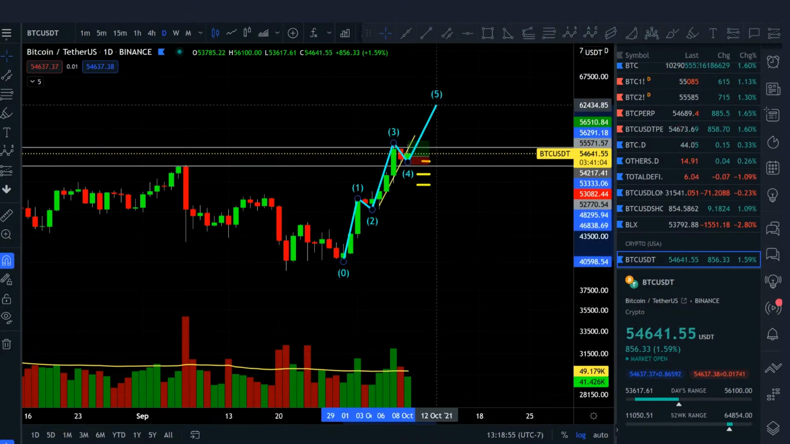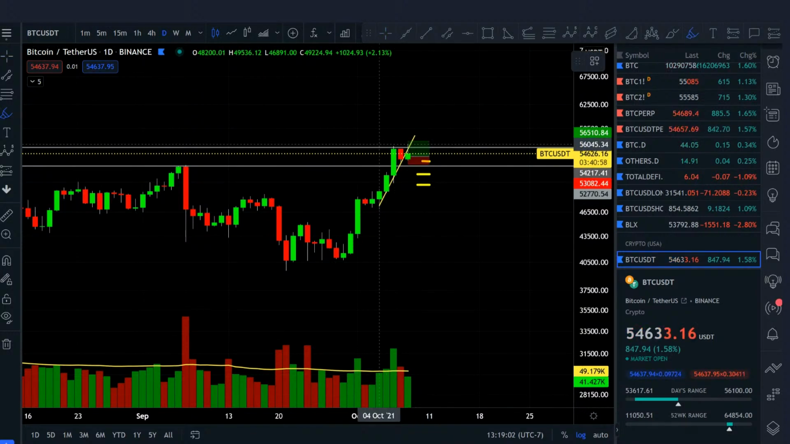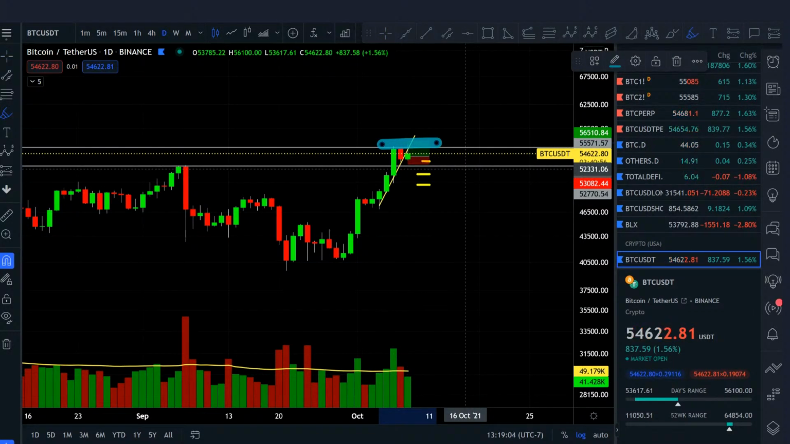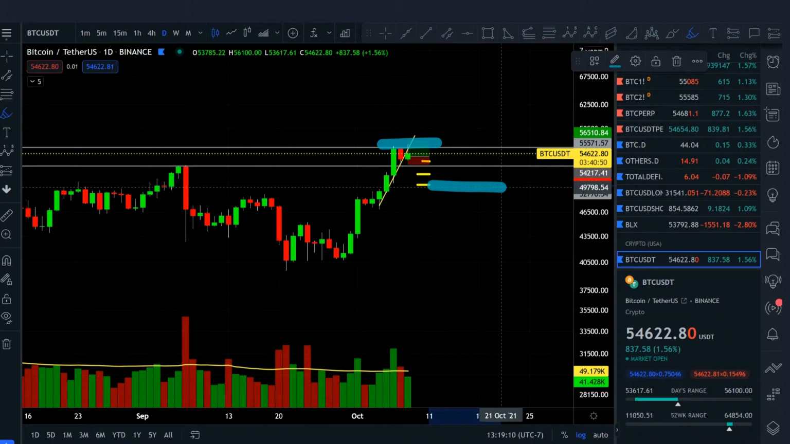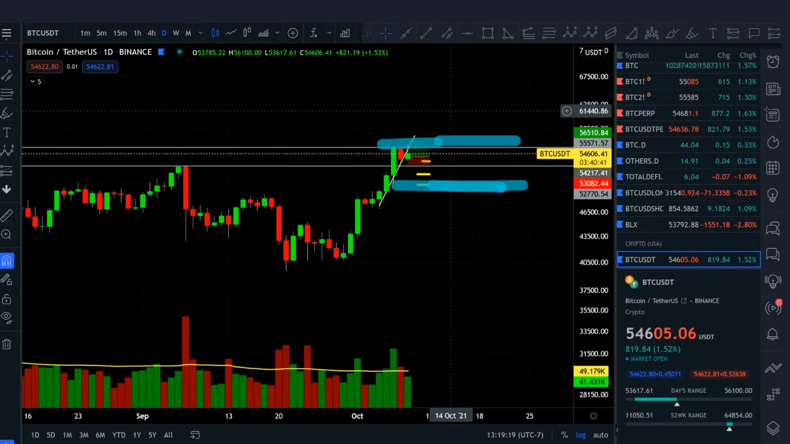Okay. We might get one more leg up, but it doesn't have to be like that, because if we cannot break above 56,000 resistance, then our next level of support down here, the major level of support, is 50,000. So we're playing between these two levels here. I would watch for the break of these two numbers in the longer term.